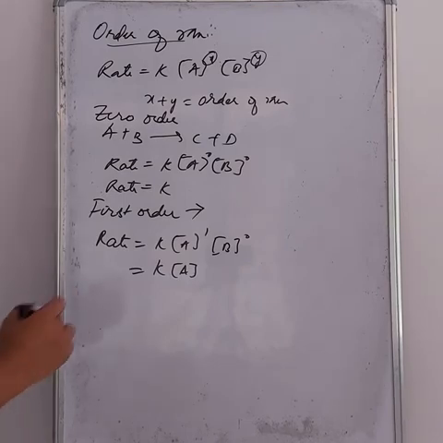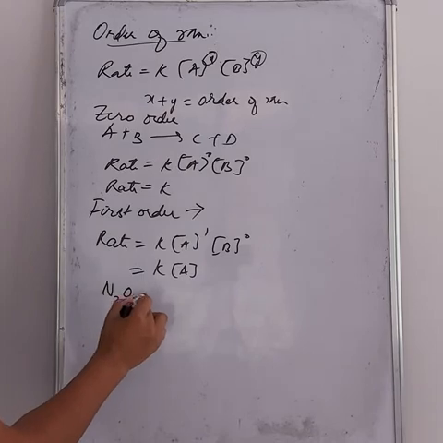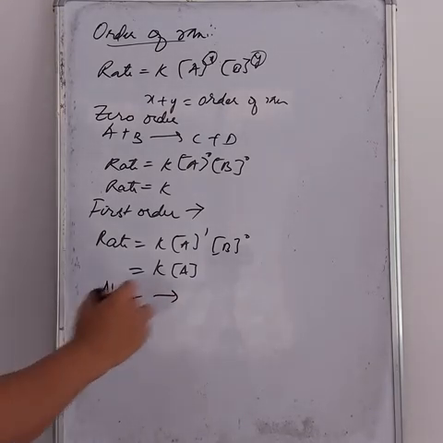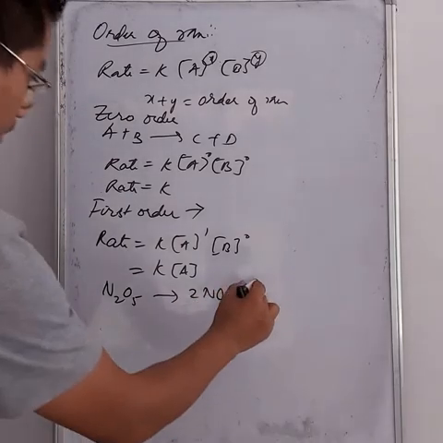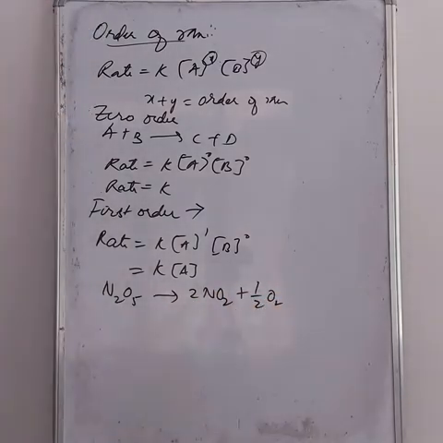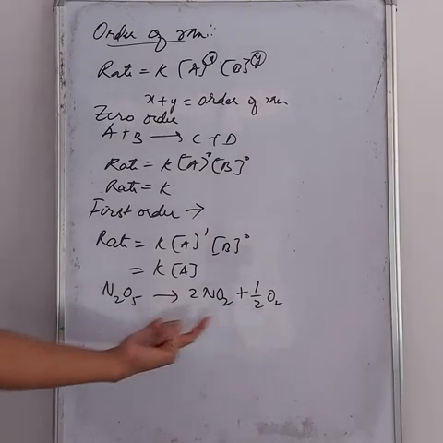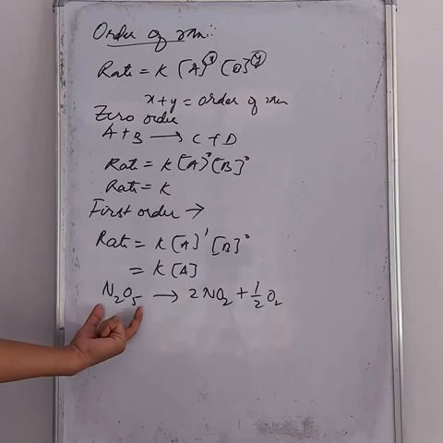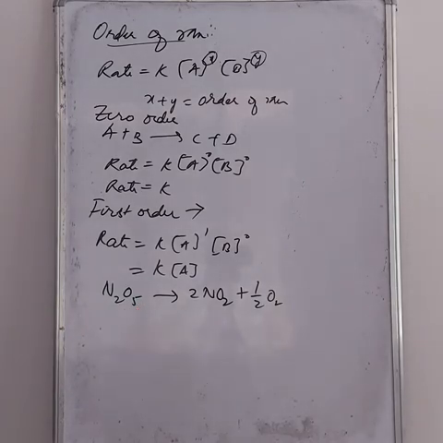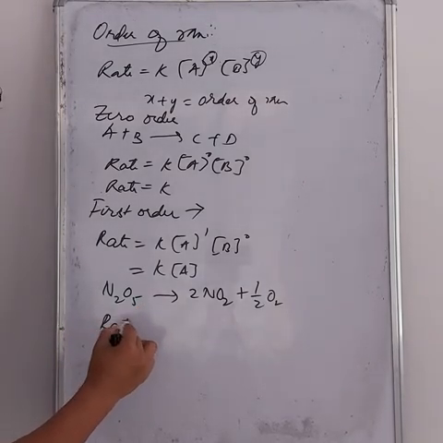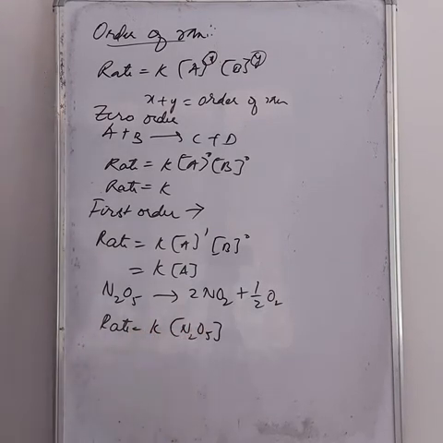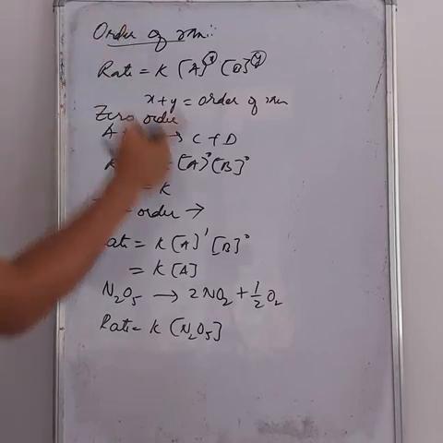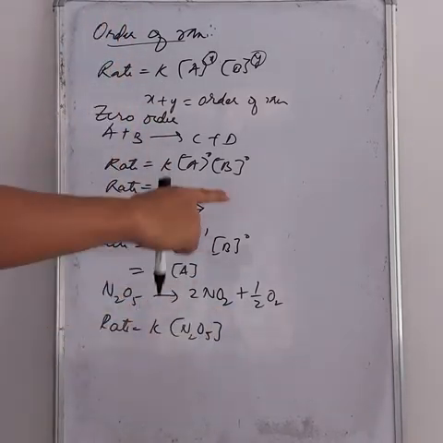So for example, N2O5 decomposing to become nitrogen dioxide and oxygen. The formation of the product is determined by the concentration of N2O5. So if we write the rate, it will be K into N2O5 to the power 1. So the order of reaction is 1 for this particular reaction.